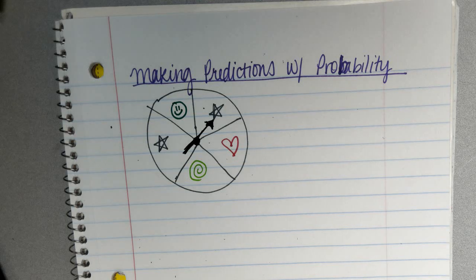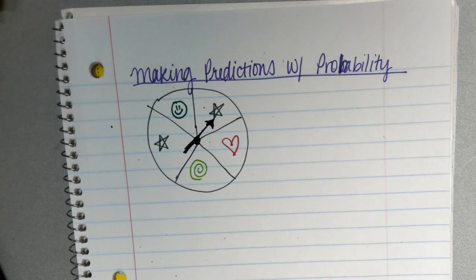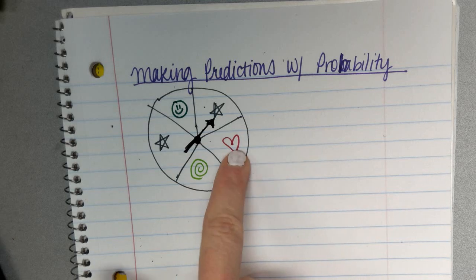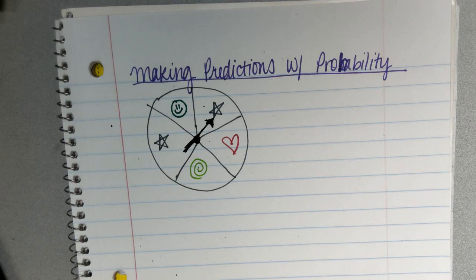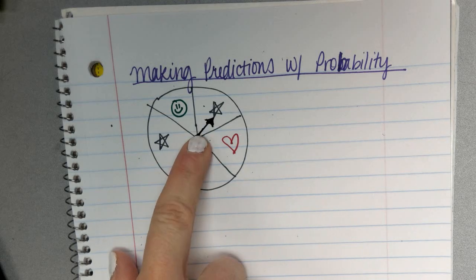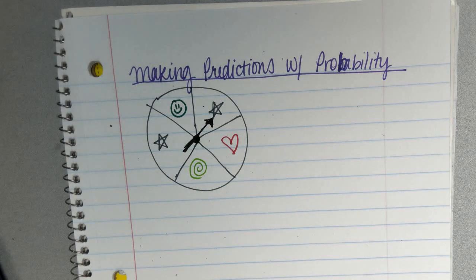So I want you to go ahead, and I drew a spinner, and it has 5 parts, which I know is kind of hard to draw sometimes. Obviously mine aren't equal, but they're supposed to be theoretically. So I have two stars, 1 smiley, 1 swirly, and 1 heart. So if you need to pause the video right now, go ahead and pause it. Draw your spinner. Yes, I do have the spinner landing on the star because that's what we're going to be talking about first. It's the example I'm going to give you. But if you need to pause it right now, then go ahead and pause it.